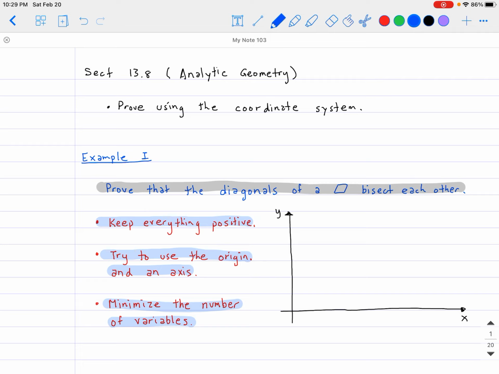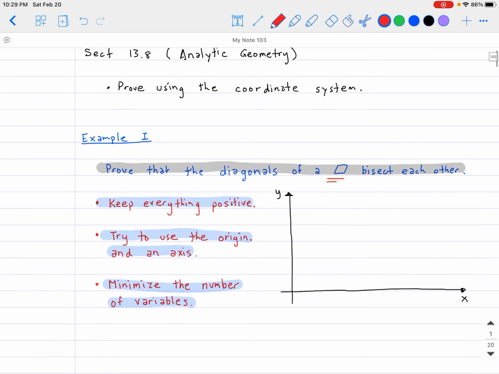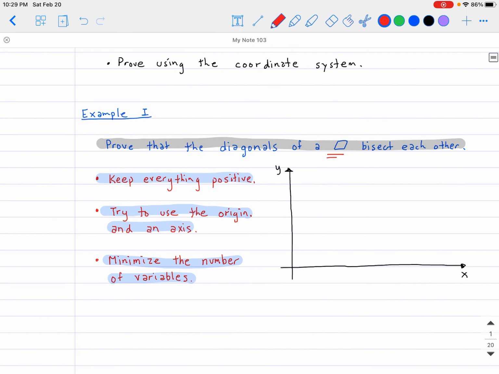So let me go ahead and set up the following thing. Prove that the diagonals of a parallelogram bisect each other. First things first, I need to draw a parallelogram. A parallelogram by definition means that we're going to have 2 pairs of opposite sides that are parallel to each other. So one point, as we said, is going to be 0, 0 over here, which I'm going to denote as A, because again, always try to use the origin as a starting point just to make things a little bit easier.